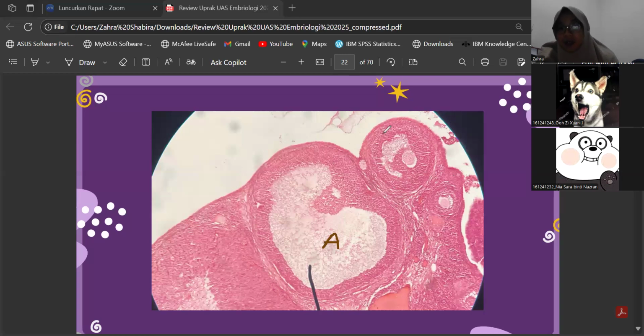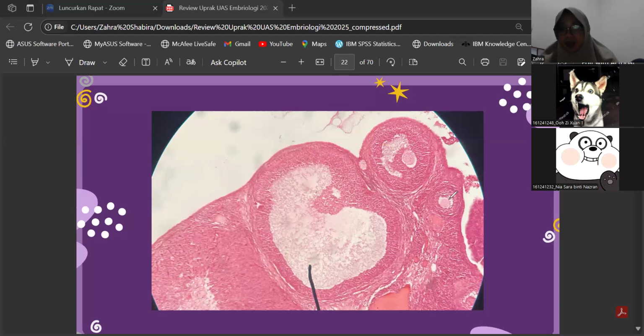And also this one already has a space, but it's still smaller than the antrum. This is CAB, and it also has an oocyte. This is tertiary follicle. And then this one is also secondary follicle. You see the layer is already much thicker and there is an oocyte over here.